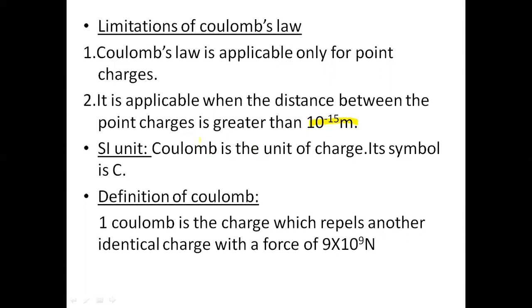So let us go through what is the SI unit of the charge here. The SI unit of the charge is Coulomb. Coulomb is the unit of the charge. Its symbol is written as the capital letter C. So I think you have understood.